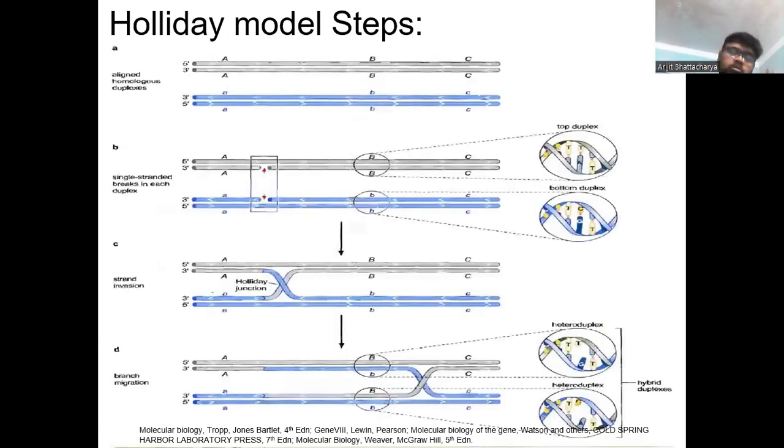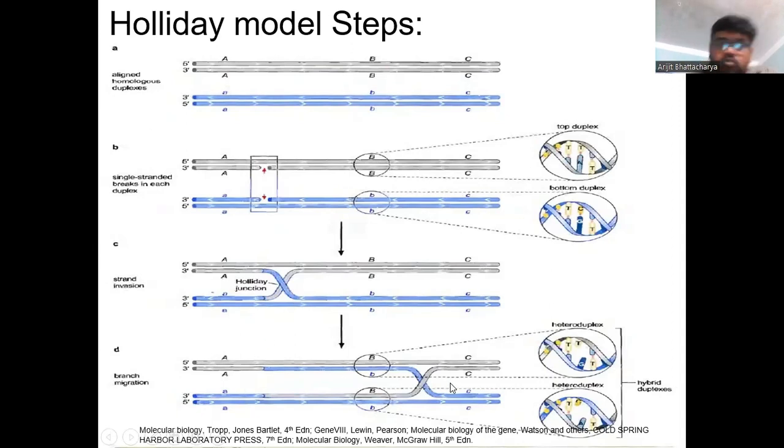Now we will check a better depiction of the Holliday model. Here you can see A, B, C. These are the three markers, three genes. In the gray DNA, they are shown as capital A, capital B, capital C, and in the blue DNA, they are shown as small a, small b, small c. This is the block where both of the DNAs are nicked at one of the strands. Then there is an exchange of strands, sealing of the nicks, and formation of the Holliday junction.